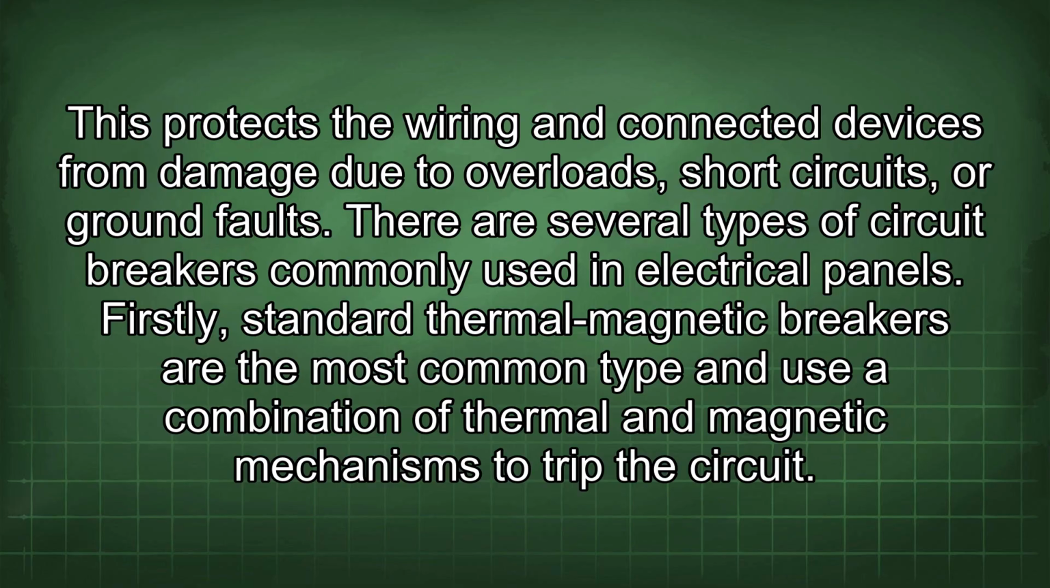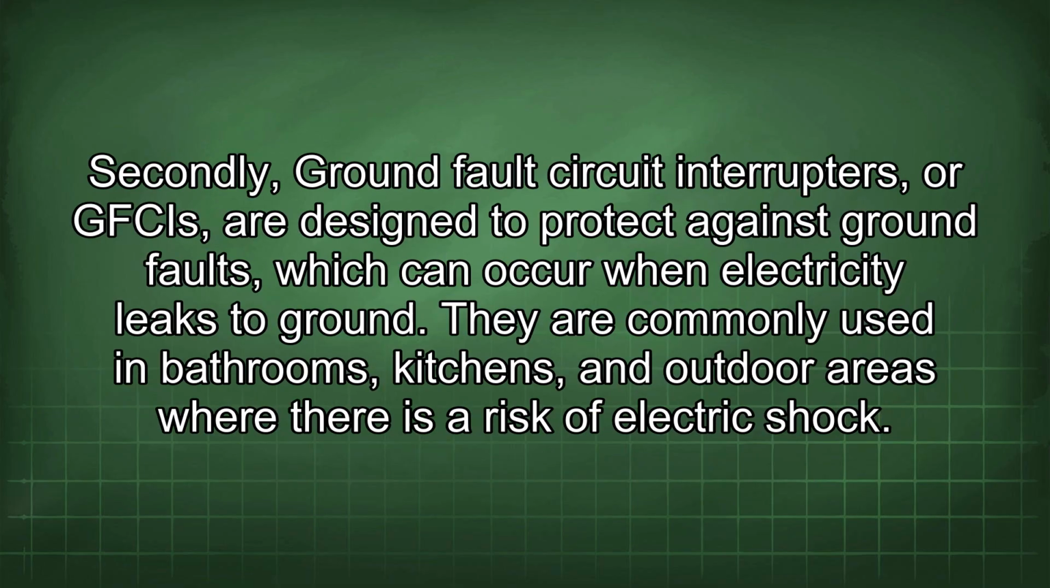There are several types of circuit breakers commonly used in electrical panels. Firstly, standard thermal magnetic breakers are the most common type and use a combination of thermal and magnetic mechanisms to trip the circuit. Secondly, ground fault circuit interrupters, or GFCIs, are designed to protect against ground faults, which can occur when electricity leaks to ground.